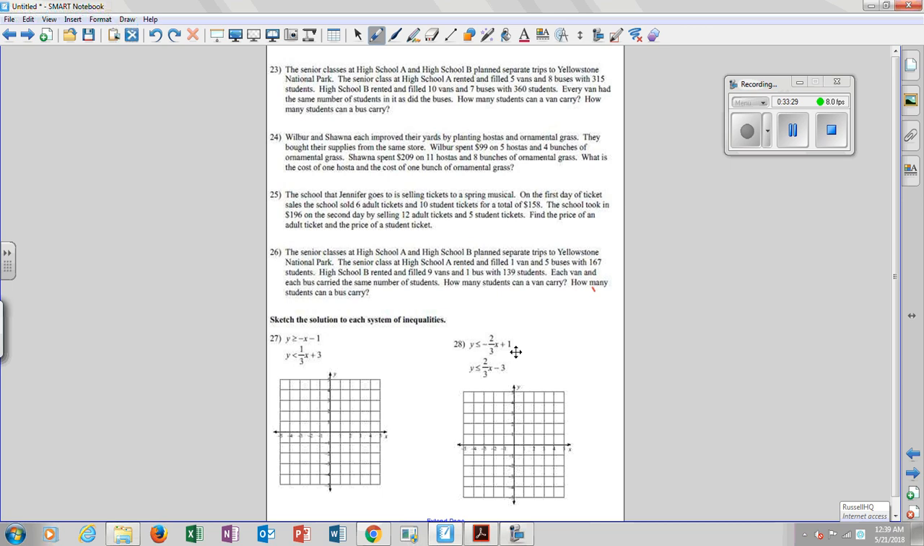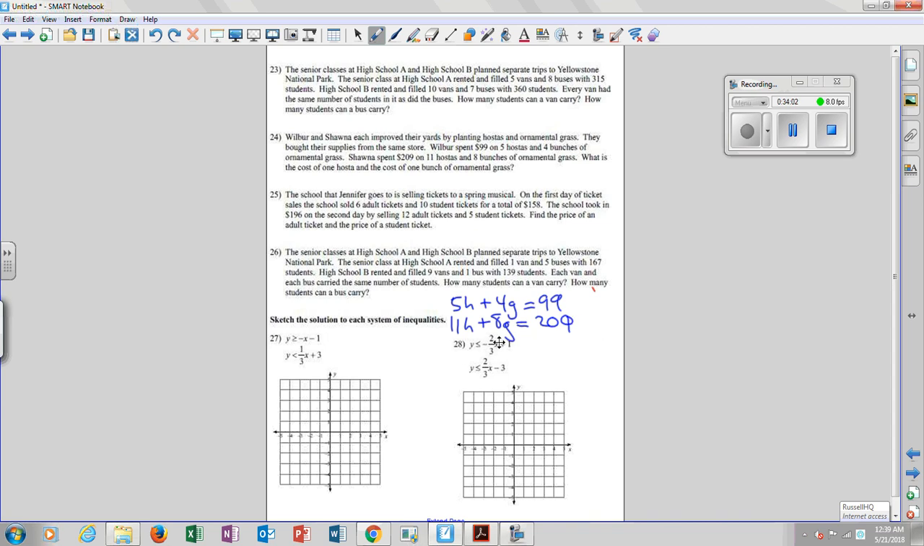Number 24. Blah blah blah. Wilbur spent $99 on 5 hostas and 4 bunches of ornamental grass. So I'm going to say 5H plus 4G equals 99. She spent $209 on 11H plus 8G equals 209.